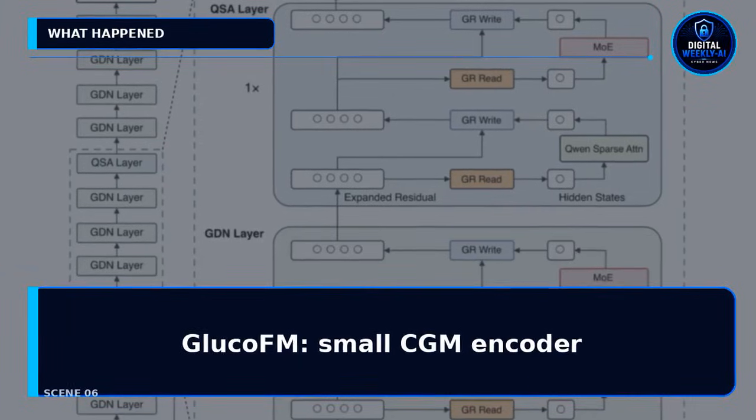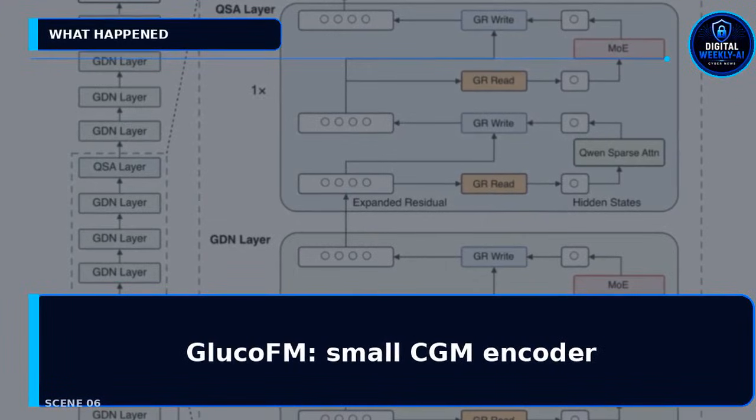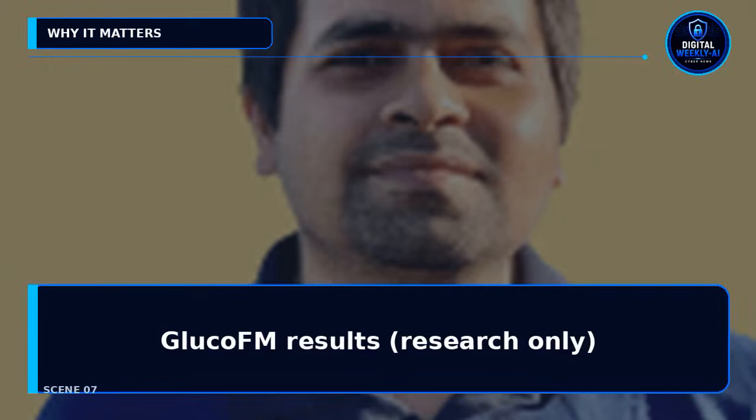Google Research and UNSW released GlucoFM. It is a small self-supervised encoder for continuous glucose monitoring. It splits traces into a slow physiological state and a transient event stream. The encoder has 0.72 million trainable parameters and 1.18 million total parameters.